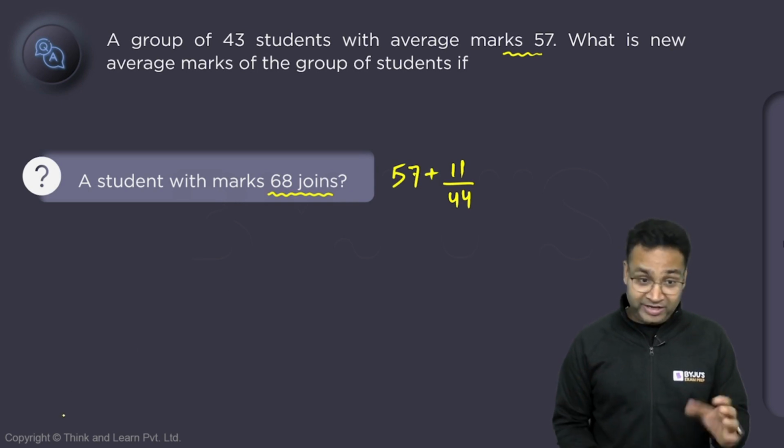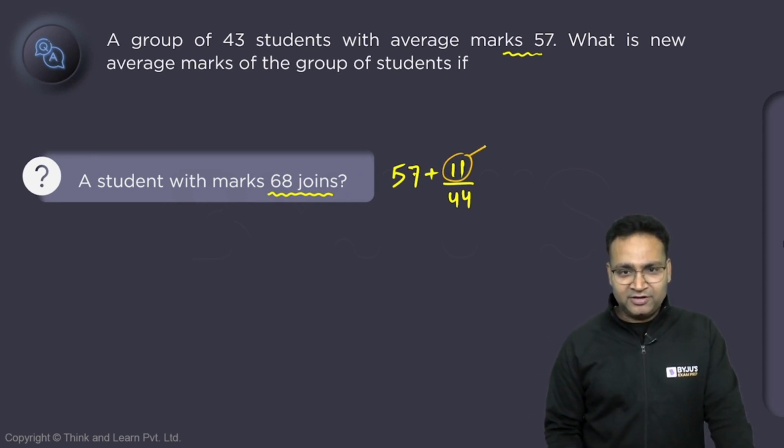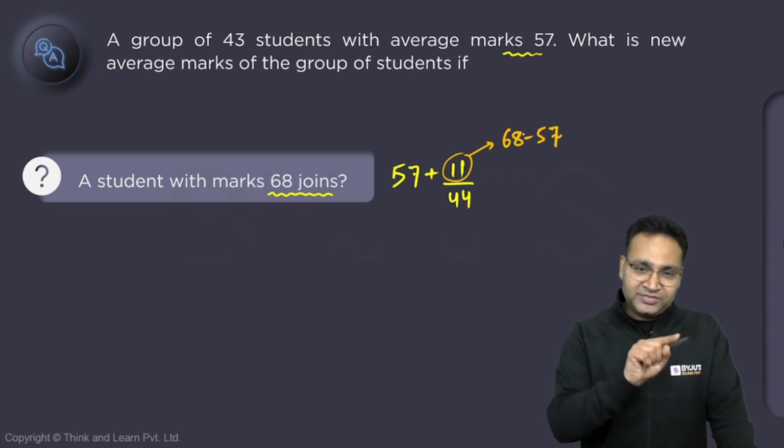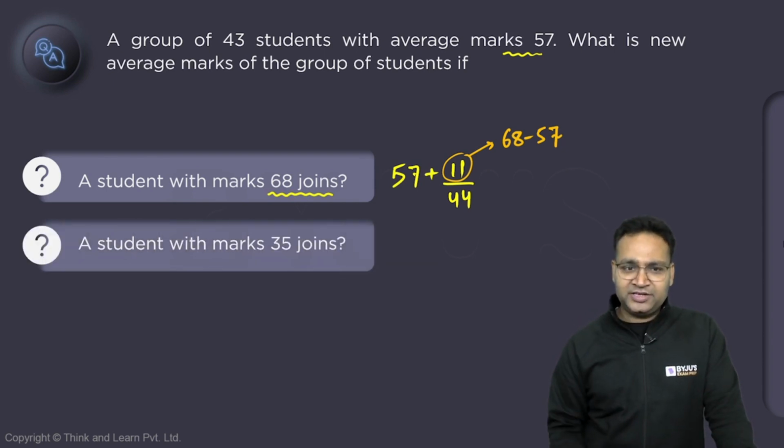Let's say you are not able to think this way, about what is rich and what is poor. You can say 68 is joining, so it is 68 minus average. Had it been leaving, it is 57 minus 68. Understood? Let's look at another scenario.